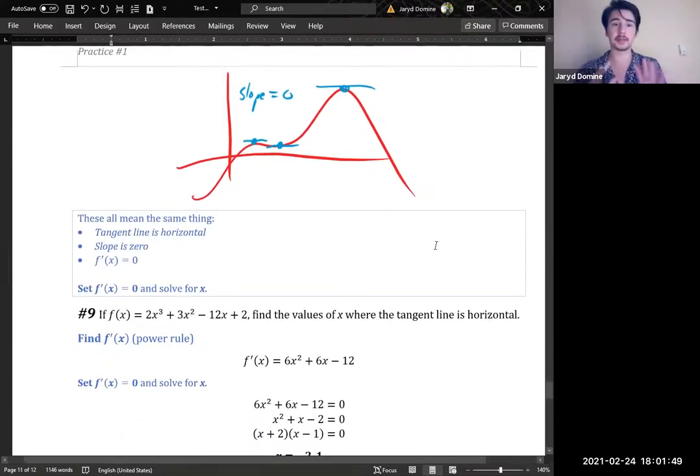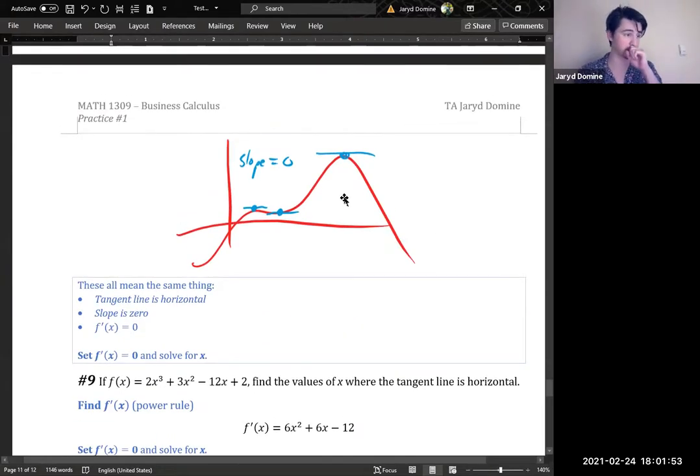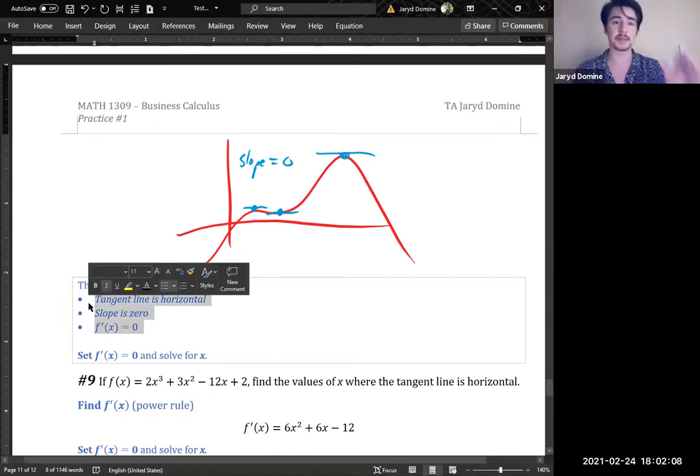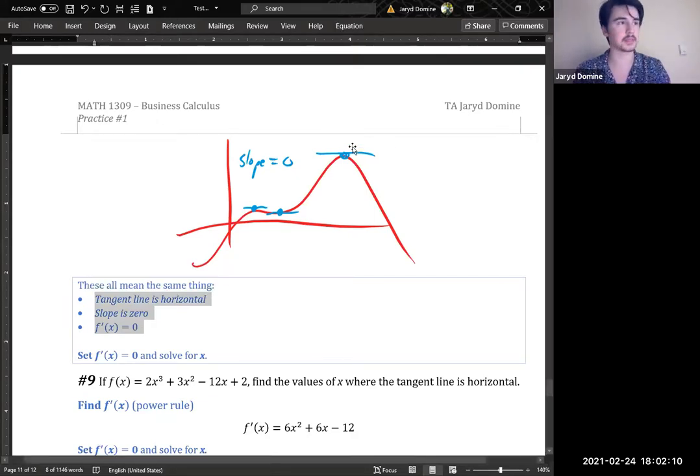All right, number 9. Number 9 is even easier. Very simple ideas here. If we look at this picture that I've drawn, we have some function f of x, this red curve, and we want to know where the tangent line is horizontal. You got to know that these all mean the same thing. The tangent line is horizontal. That's the same as the slope being 0, like it's flat, which is also the same as the derivative, so f prime equals 0. These all mean the exact same thing.